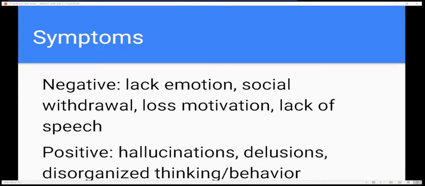Symptoms. Negative symptoms are things like lack of emotion, social withdrawal, loss of motivation, and lack of speech. Positive symptoms are more what you think of when you think of schizophrenia, like hallucinations, delusions, and disorganized thinking and behavior. I could see the test giving you a list of symptoms and asking you to select all that apply that are positive symptoms. That's kind of simple to answer, but kind of annoying at the same time.